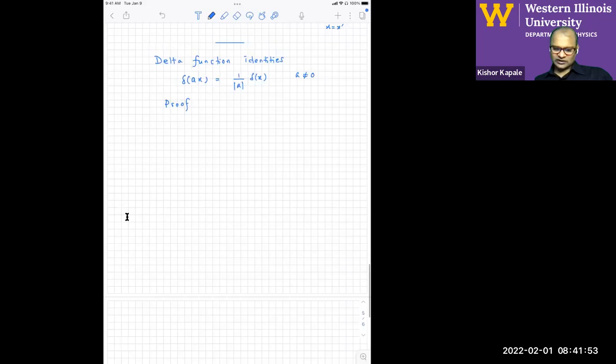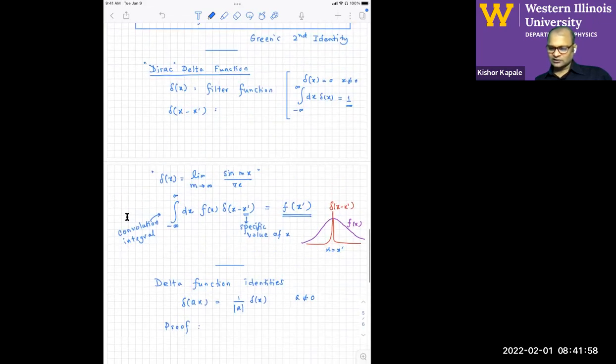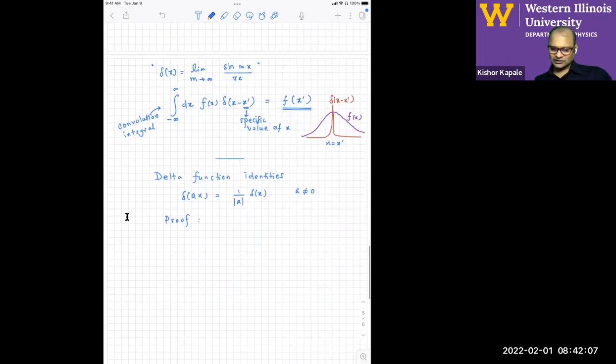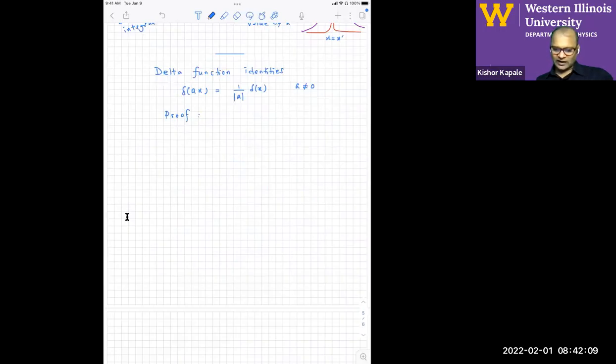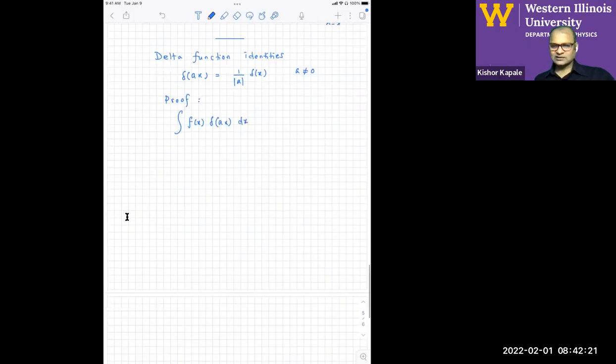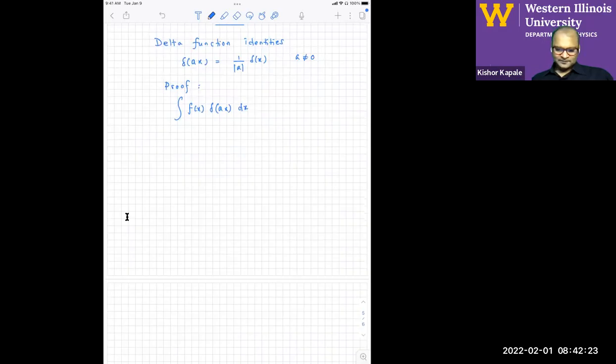Okay, so let's work on proving this. The delta function identities, again, remember, the delta function is defined through an integral. So without showing the integral equivalence, you can't really say the left-hand side is equal to the right-hand side. You have to integrate both of them with respect to some function and then show that the final answer that you get is essentially the same. So let's start with some function f of x, delta of ax dx. And the domain is the same, minus infinity to infinity.